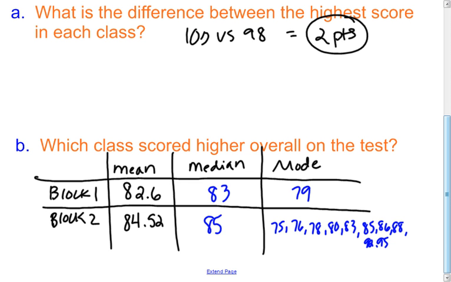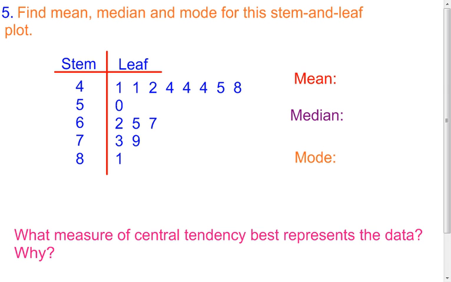I would not use their modes here because the mode for block 2 is not helpful at all. Which number of that is the mode? It doesn't matter, so I'm not going to use the mode to compare. But if I look at either the mean or the median, block 2 has the higher overall test score. So block 2. All right, here we go.